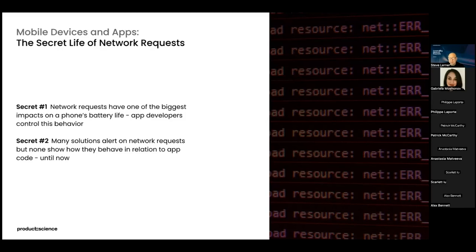But the biggest secret is that despite dozens of solutions on the market that claim to help mobile app design by including network requests as a metric, none of these tools actually show you how the network request is behaving at a code level. They only show how long the network request takes. Therefore, they cannot help with the proper remediation of network request behavior on a mobile app until now. And we'll show you some examples later in the session.